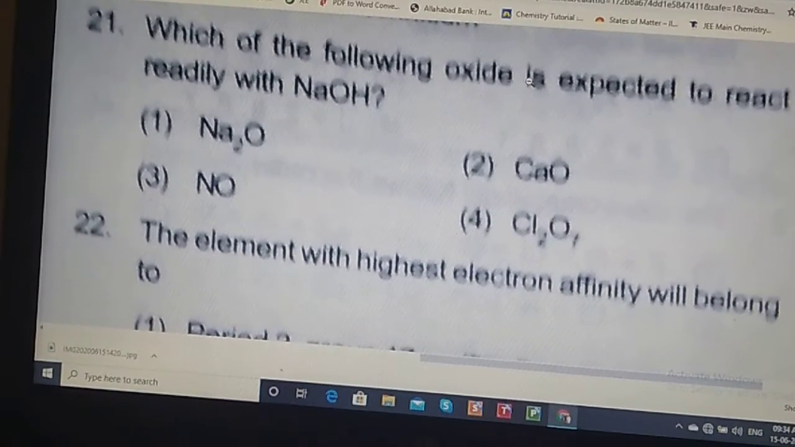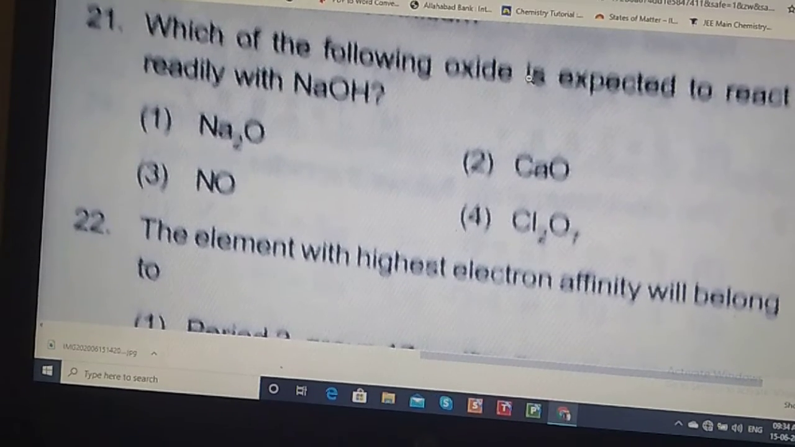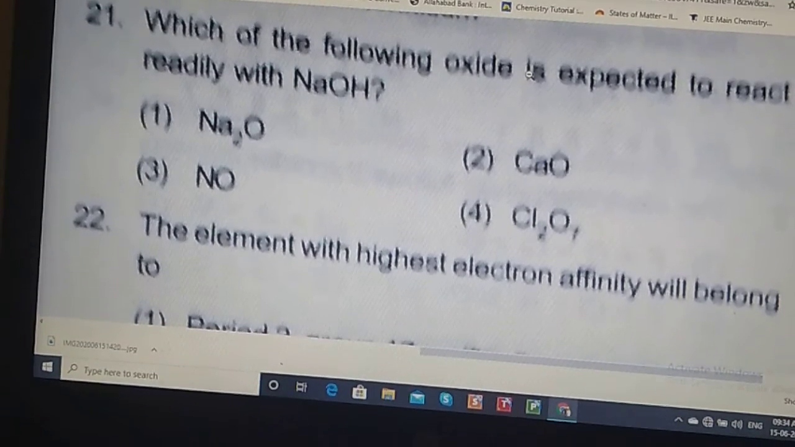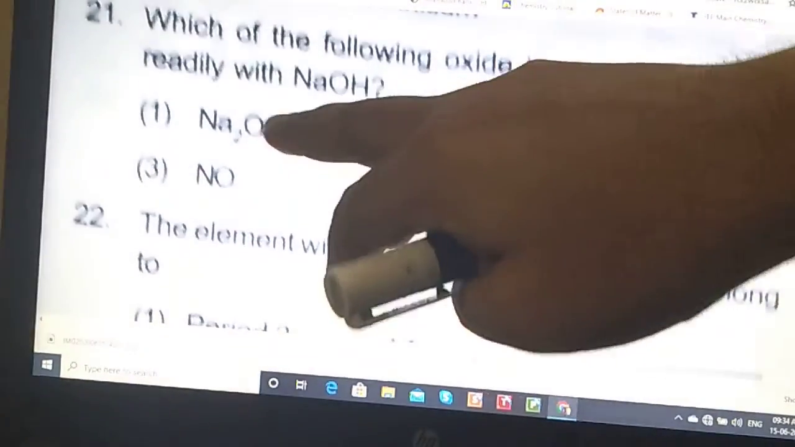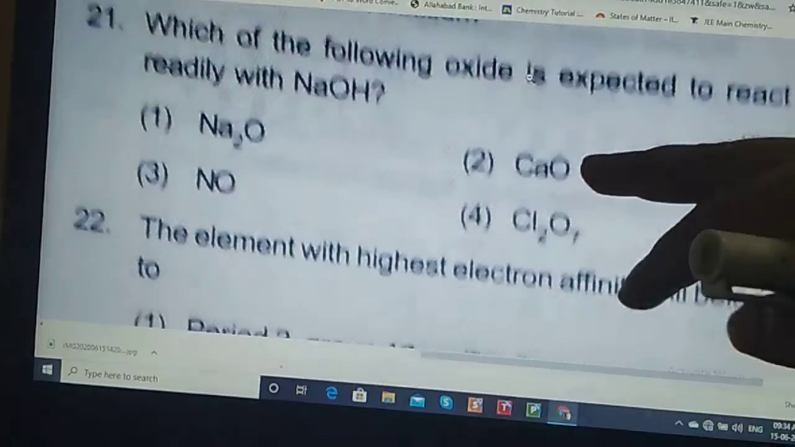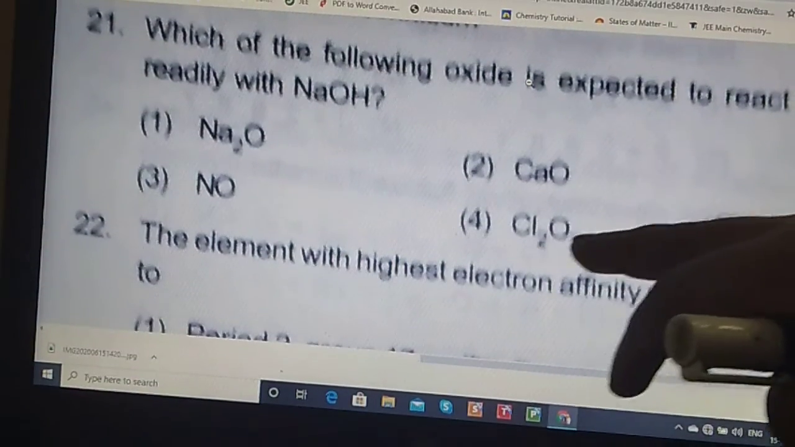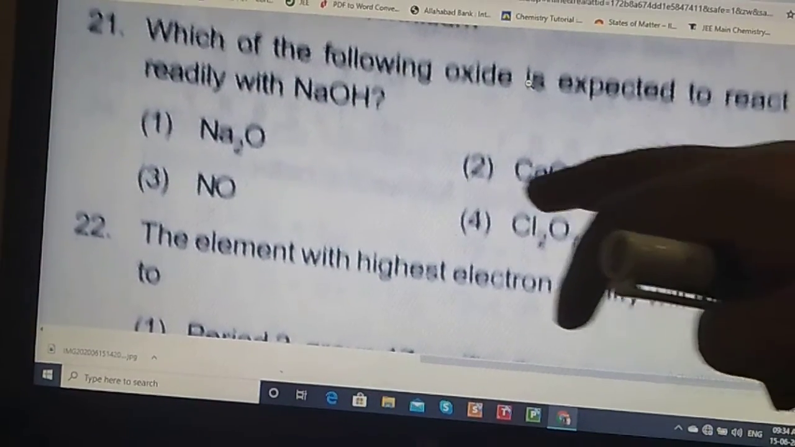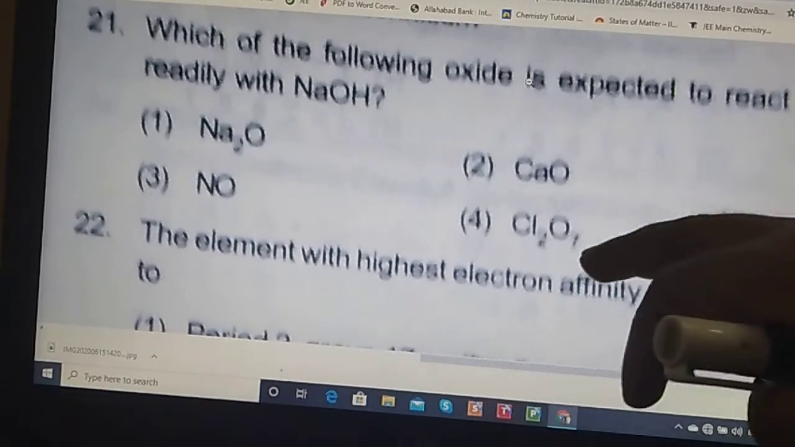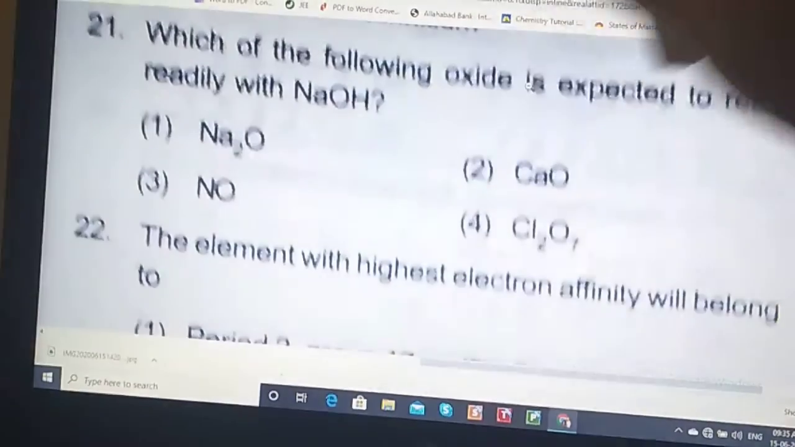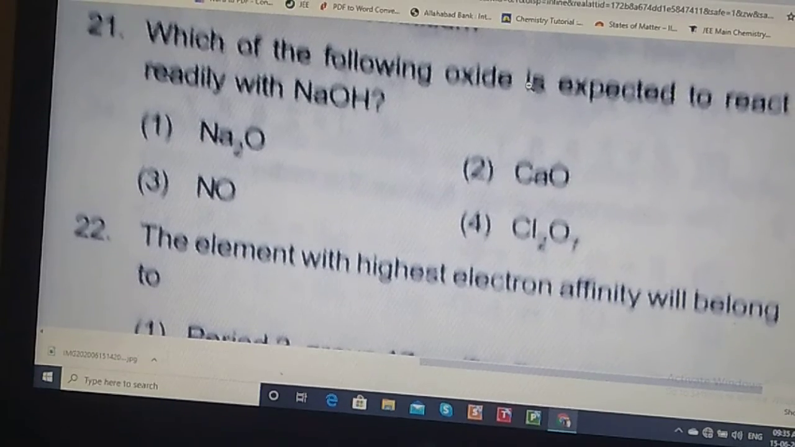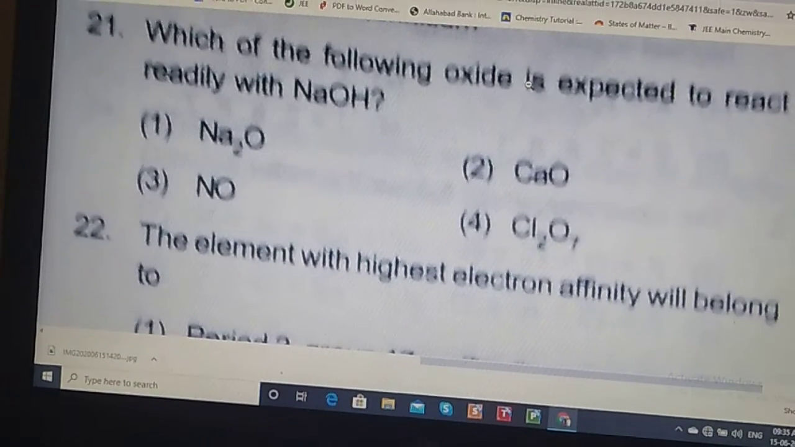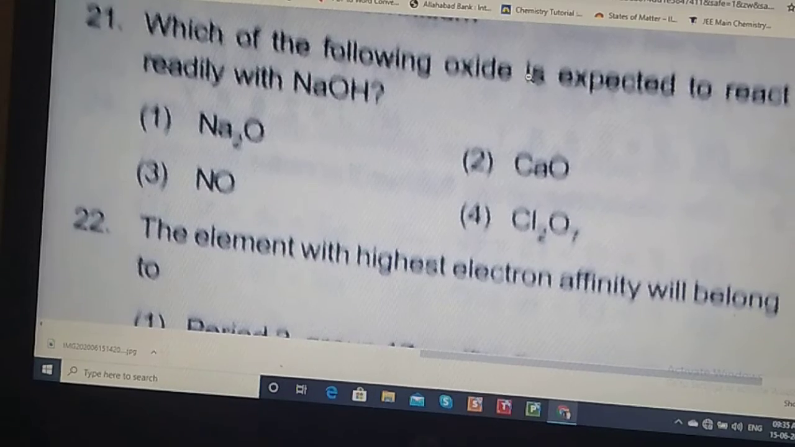So the more acidic an oxide is, the more it will react with NaOH, student. More acidic means more number of oxygen. Okay, simple: more number of oxygen, more acidic. So Na2O, 1 oxygen, NO, 1 oxygen, CaO, 1 oxygen. Cl2O7 has more oxygen, so it will be more acidic, and more acidic means it will react more strongly with the base. So the correct option will be option number 4.